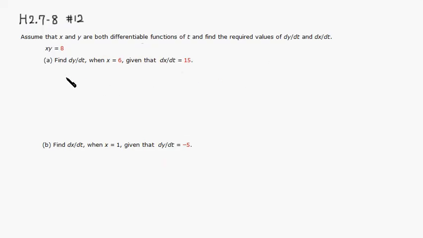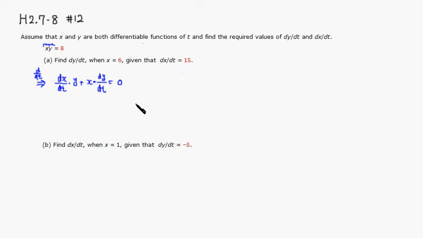All right, so let's take the derivative with respect to t. You have two things multiplied together: x is the first guy, y is the second guy. So we have to use the product rule. Derivative of the first guy is dx over dt, times the second, which is y, plus the first guy, x, times the derivative of the second, dy over dt, is equal to the derivative of 8, which is just 0 since it's a constant.